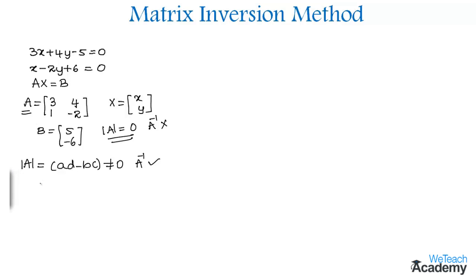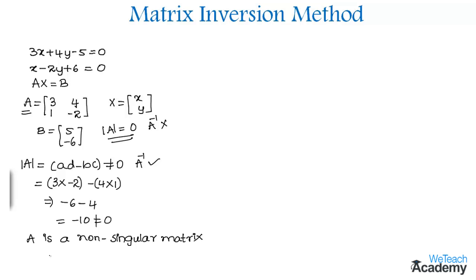So now let us find the determinant value. AD will be 3 into minus 2, minus BC, which is 4 into 1. Performing the operations, we get minus 6 minus 4, which is equal to minus 10. So minus 10 is not equal to 0. Hence we can say that A is a non-singular matrix and A inverse exists.